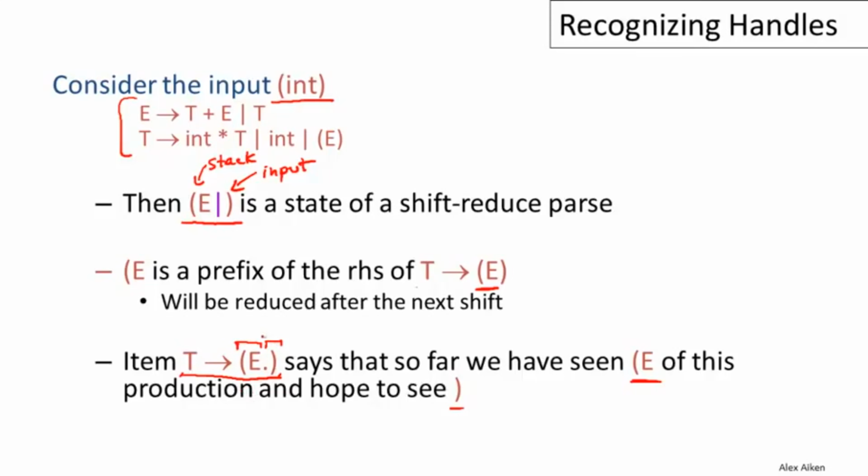But at this point in time, the parser doesn't know for sure what's coming up, and if this dot were further to the left, there might be many, many more symbols that we had to go before we could perform the reduction. So anyway, what's to the left of the dot records what we've already seen, and what is to the right of the dot says what we're waiting to see on the stack before we can perform a reduction.